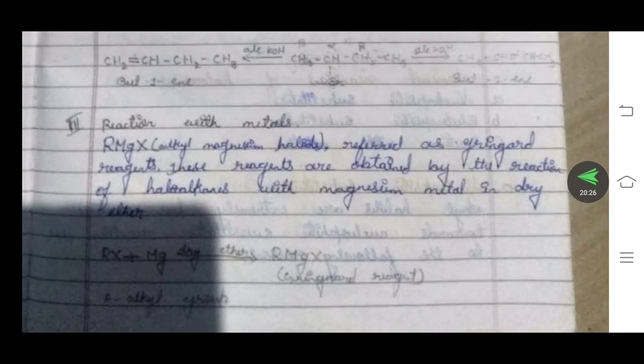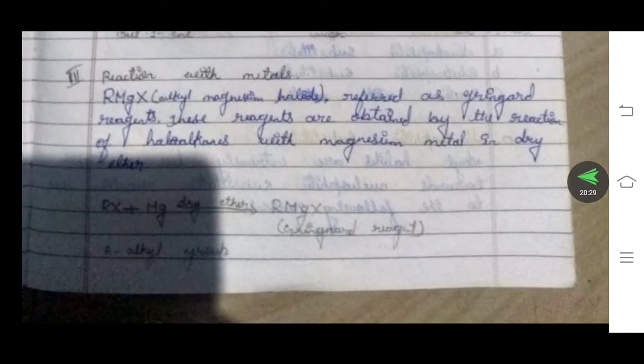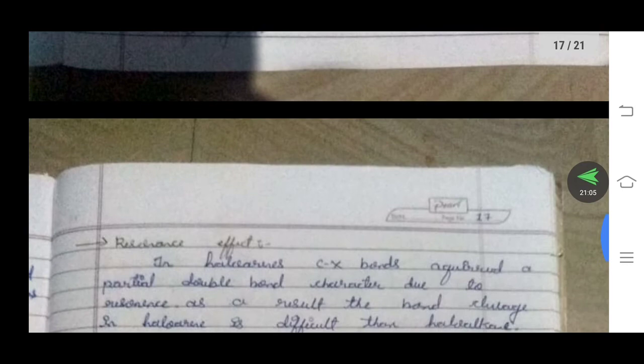Okay. Now reaction with metals. So RMgX, alkyl magnesium halide, is referred to as Grignard reagent. Okay, these reagents are obtained by the reaction of haloalkanes with magnesium metal in dry ether. So RX plus Mg in the presence of dry ether gives RMgX, Grignard reagent. So what is R? R is an alkyl group, or ring structures also you can take. Okay, so R is an alkyl group.